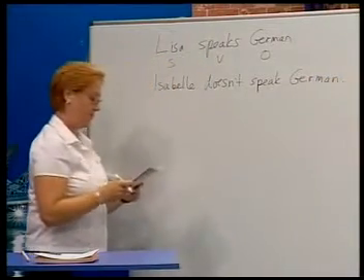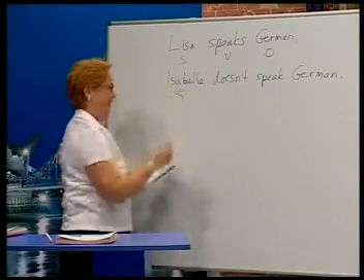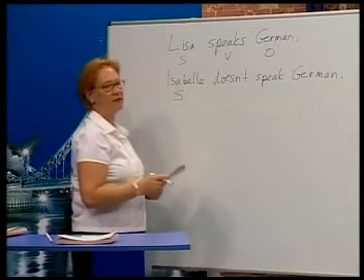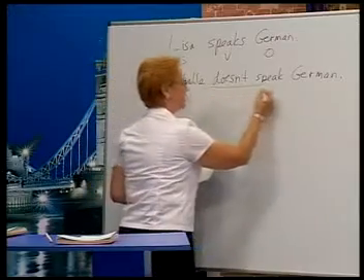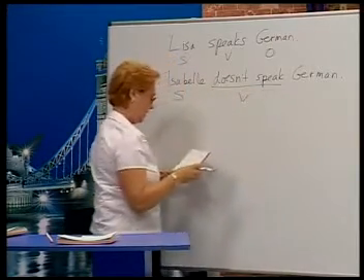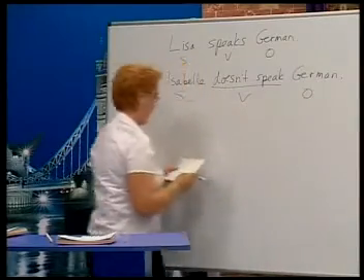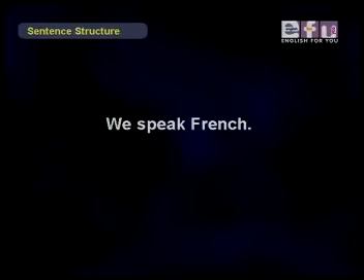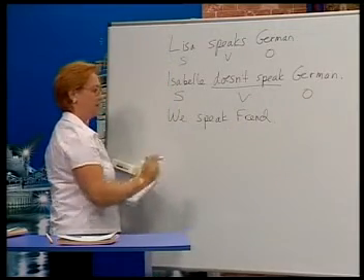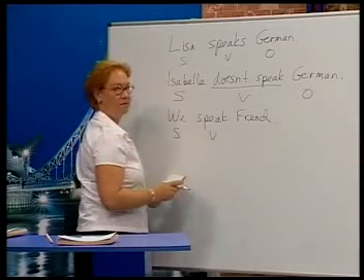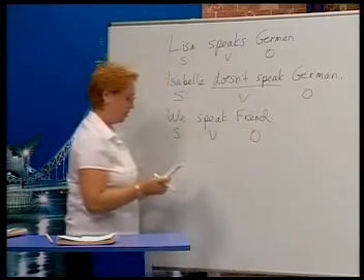Okay, here we go. Isabel, what is the subject? Isabel. Okay, Ali, what's the verb? Doesn't speak. Yes, this is the verb, 2 words. And Lisa, what is German? The object. Yes, good. Okay, one more. We speak French. Okay, Ali, you tell me the parts of the sentence. We is the subject. Speak is the verb. French is the object. Yes, very good.